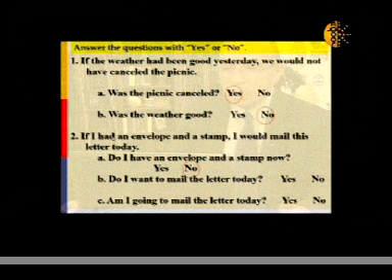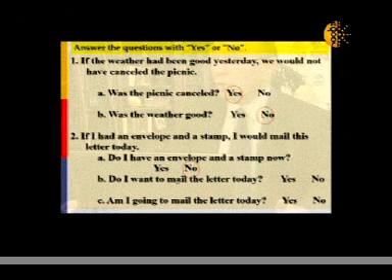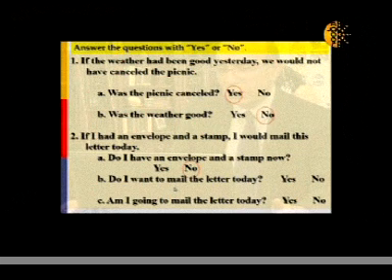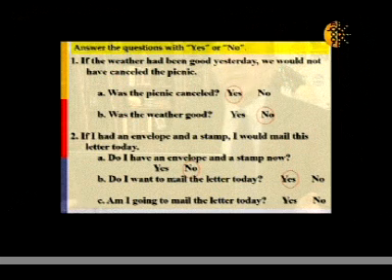See, because I use past tense. If somebody uses past tense for present time, it means what? The situation is unreal. No, I don't have a stamp and I don't have an envelope. Do I want to mail the letter? The answer is what? Yes, I do want to, but I don't have the stamp and the envelope.